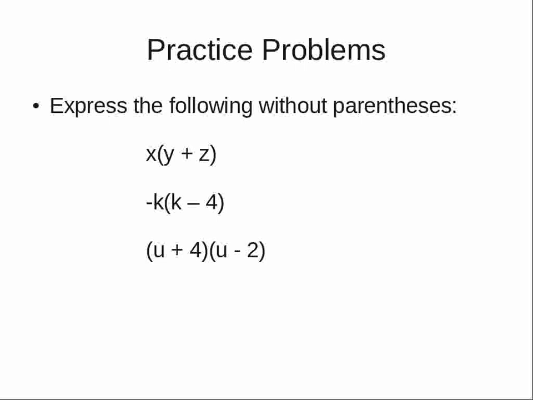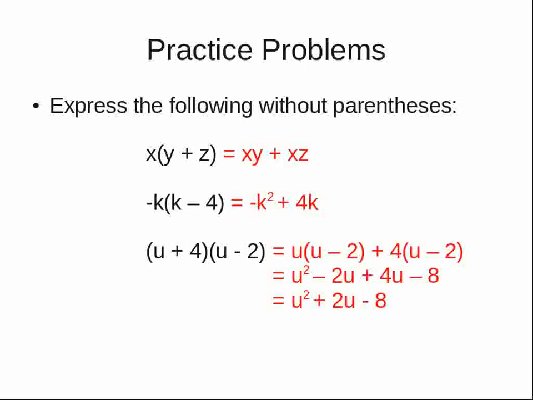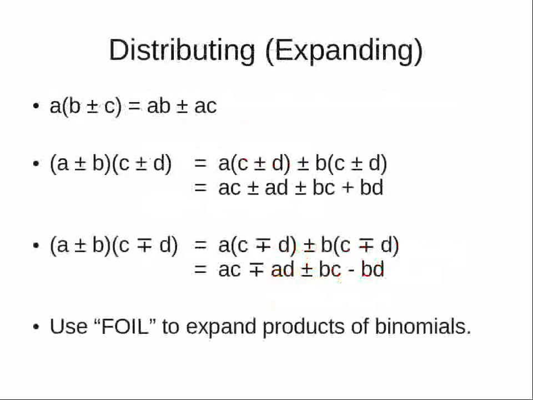Okay, discussion and solutions. First, solutions. First one, xy plus xz. Second one, negative k squared plus 4k. And then the last one, after a couple of steps, u squared plus 2u minus 8. Okay, how did I get those answers?